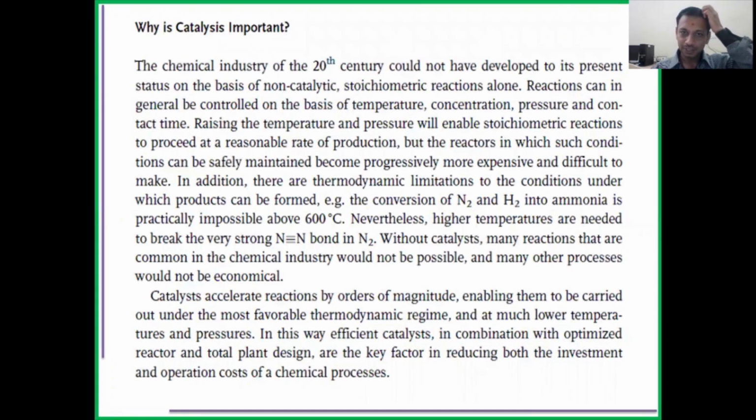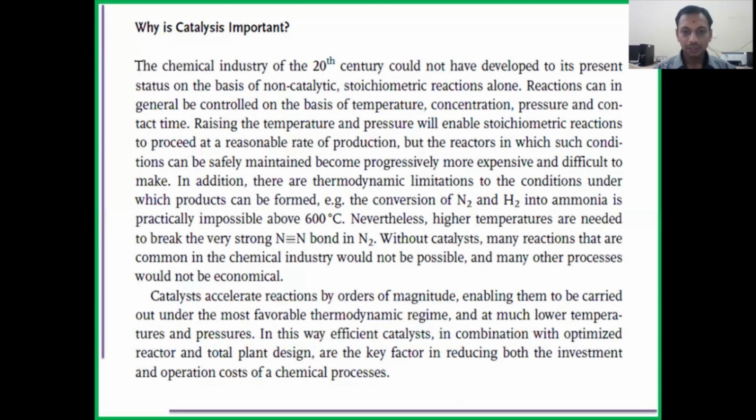So catalysis is most important. Nowadays, we always talk about catalysts in the chemical industry. They accelerate reactions by orders of magnitude. I'm not taking much time to explain why catalysis is so important. We all know about this, but this is the link between the two topics. That's why I put the slide here.